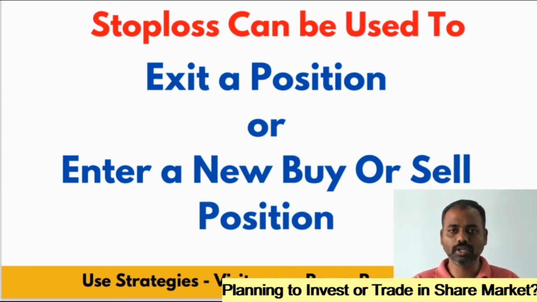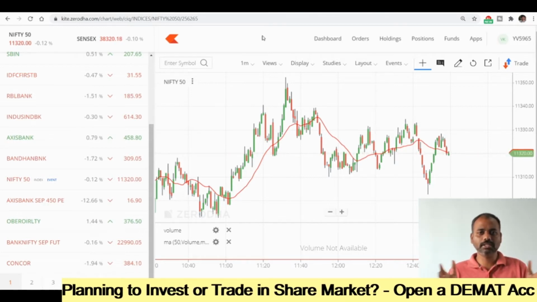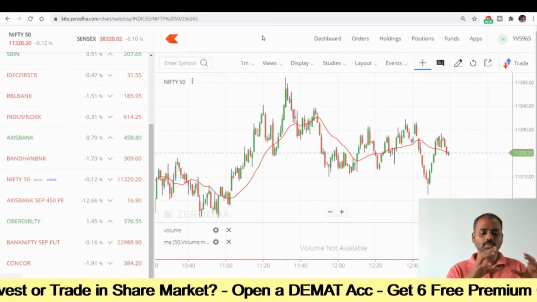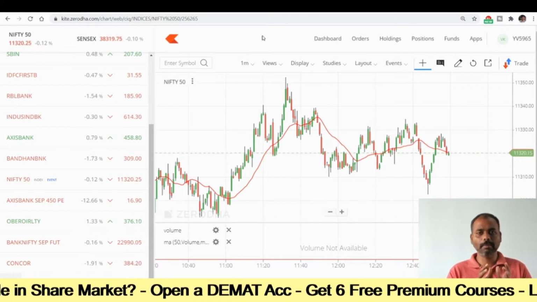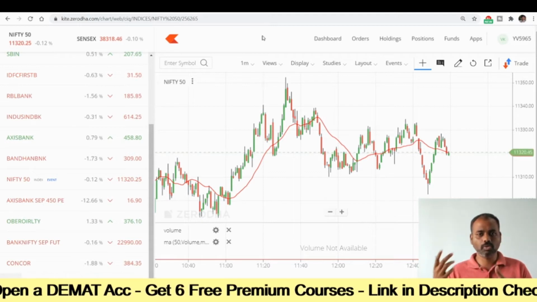Now let's quickly go to Zerodha Kite. Now I'm in the Zerodha Kite web application. We will see a live demo in the web app. You can apply the same concepts, see what options we are choosing in the web app, and apply the same in the mobile app also, and execute the stop loss orders in your mobile app.